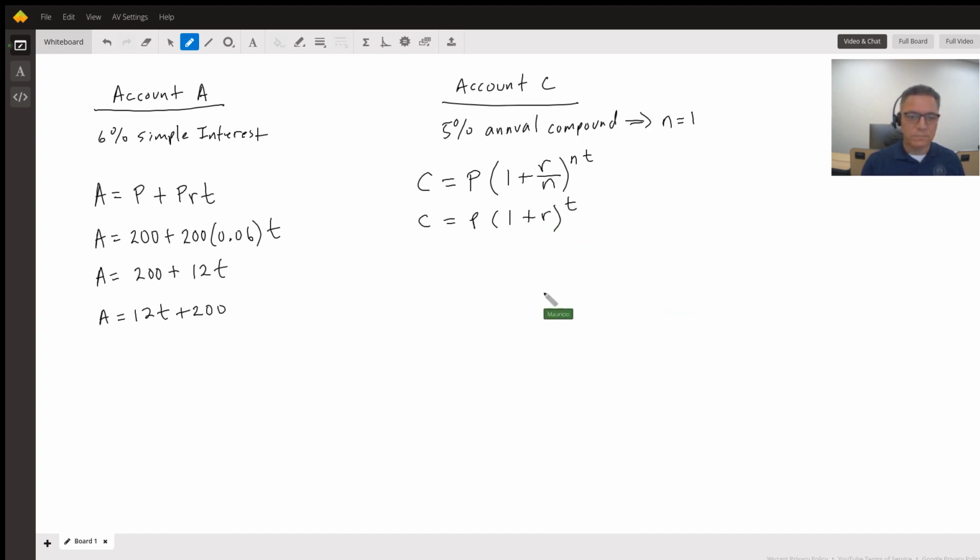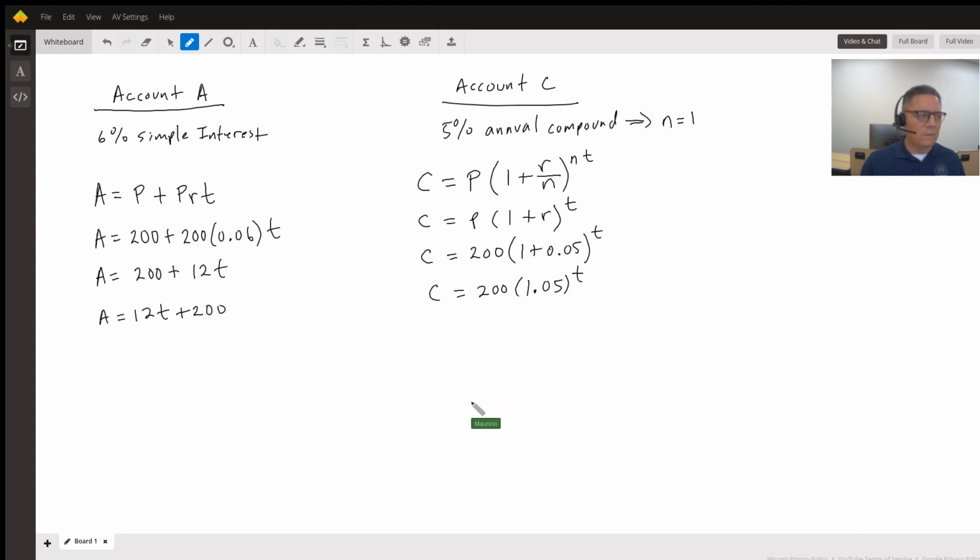And if we substitute the initial investment, P is 200, 1 plus 5% is 1.05, raised to the power T. And so the future amount in account C is equal to 200 times 1.05 raised to the power T. And this is an exponential function.